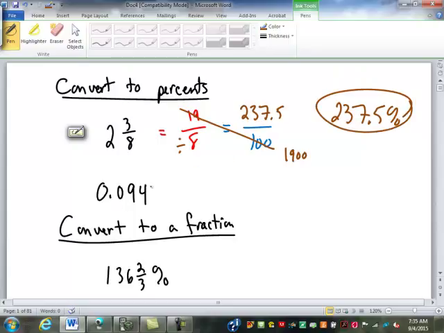The 0.094 is quite a bit easier. Multiply by 100 or move the decimal point 2 spots and it becomes 9.4%. Any questions on those?